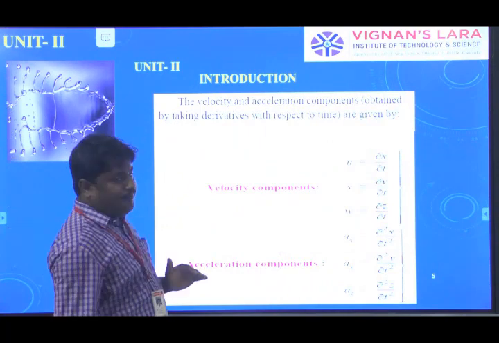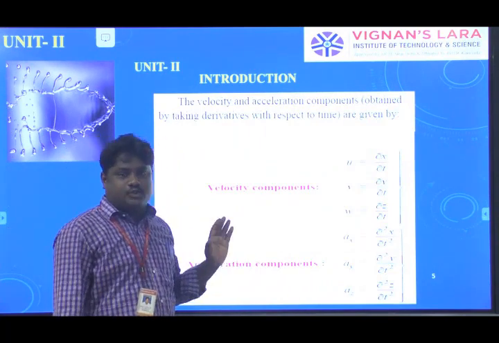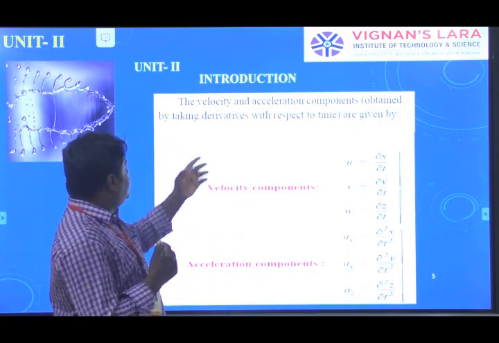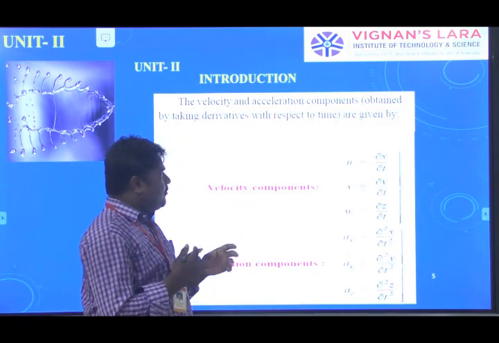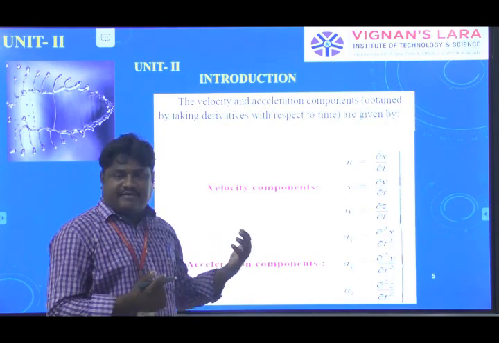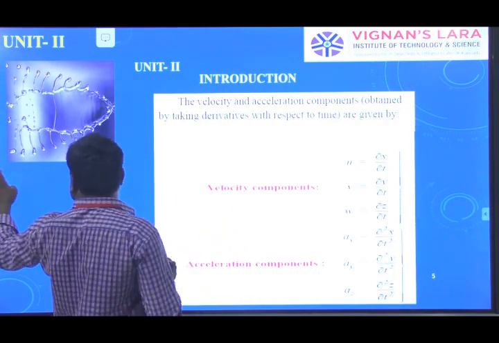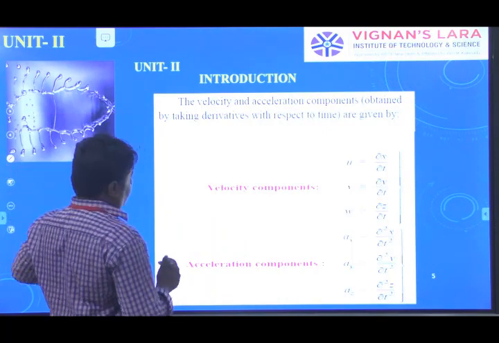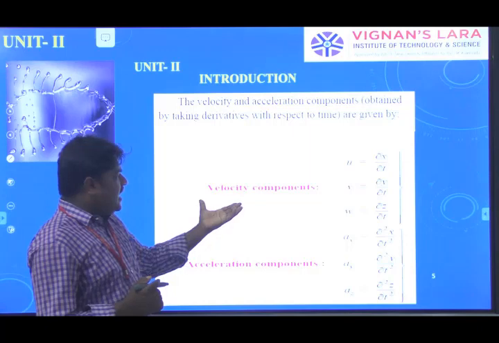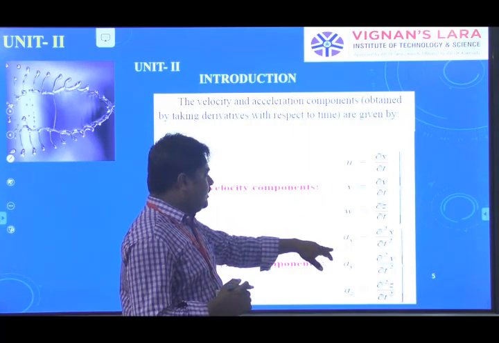The main aim of this unit is to find the velocity as well as the acceleration. The velocity and acceleration components are obtained by taking the derivative with respect to time. So here we have the velocity components, which we observe as u, v, w.